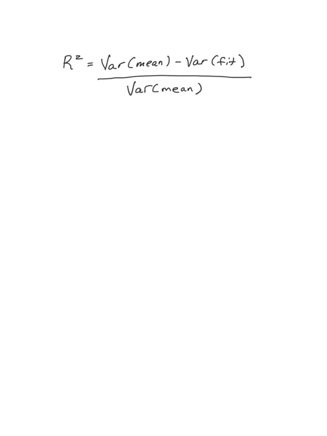So where we paused the video before, he used R squared equals variance of the mean minus variance of the fit divided by variance of the mean. And then all of a sudden in this spot he has sums of squares again. So let's show how to make that leap.